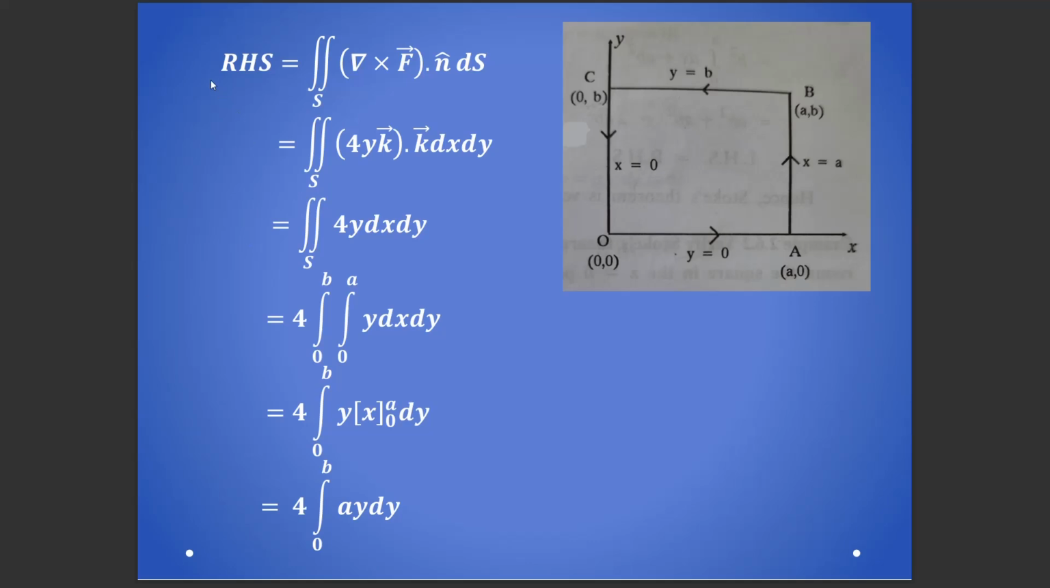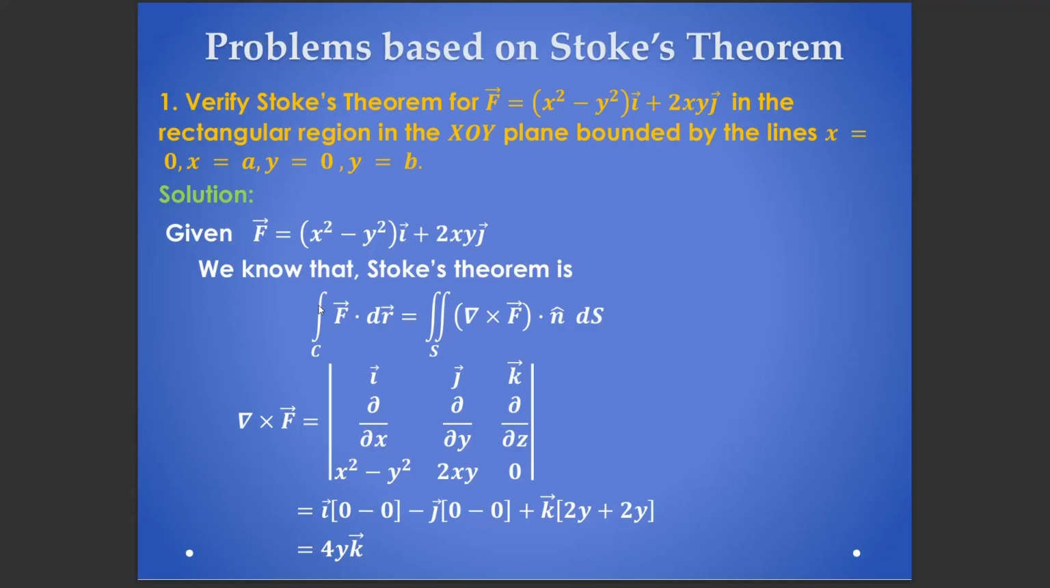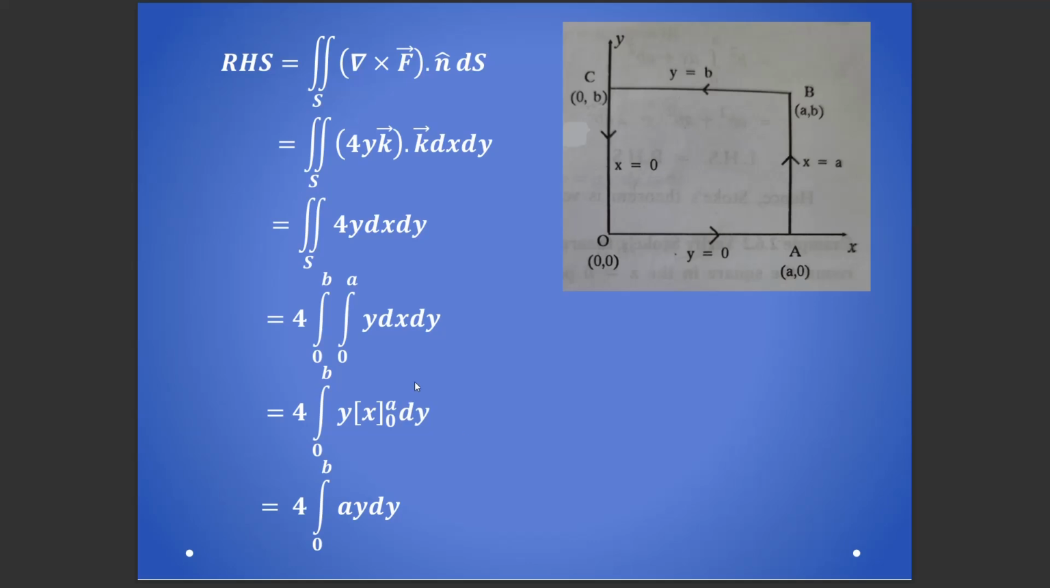Now the overall formula for RHS is the double integral over S of del cross F dot n cap into dS. We already got the del cross F value, 4y into k vector, dot n cap into dS. Here n cap is equal to k vector and the surface area dS is equal to dx into dy. And k dot k is equal to 1, so 4y into dx dy.